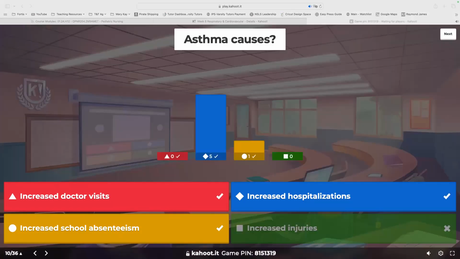Asthma can cause increased hospitalization. So as they're having more asthma exacerbations, they're going to be at risk for being hospitalized more. They're also going to have more doctor's visits. And it is one of the leading causes of school absenteeism.